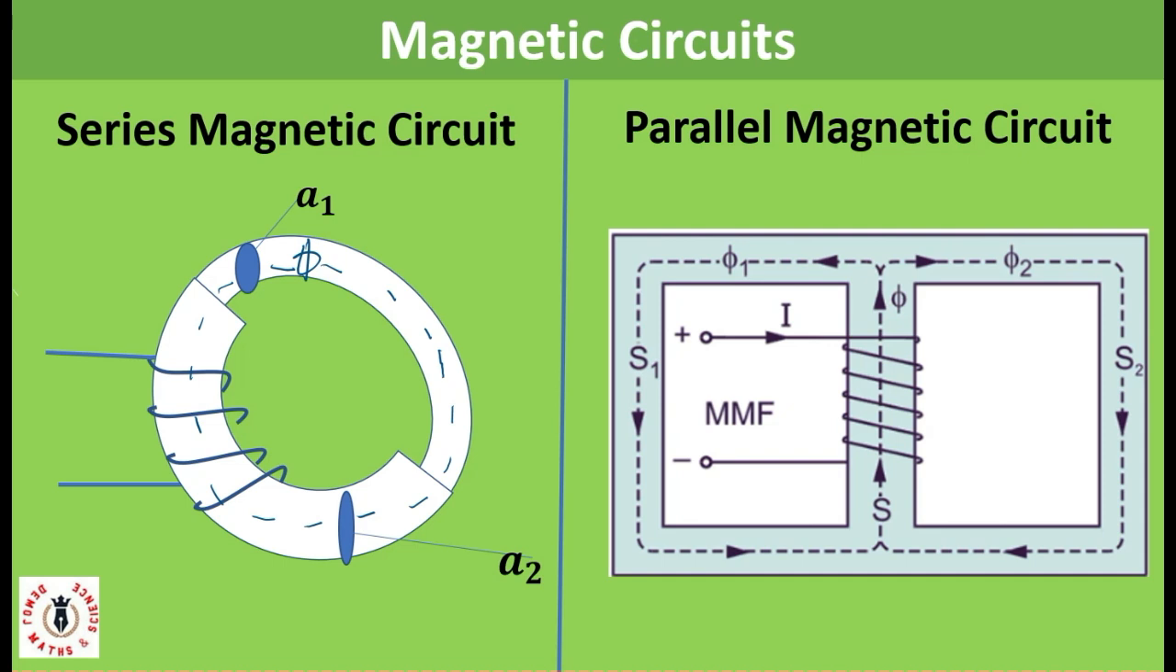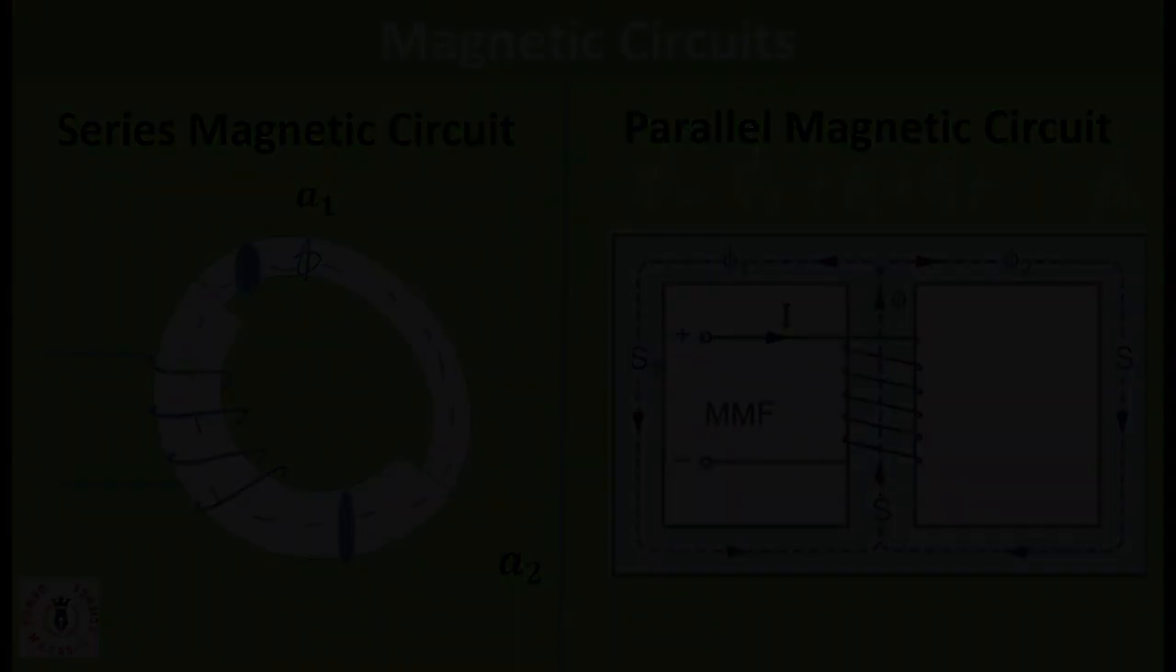In fact, the flux in the parallel magnetic circuit, if I have flux phi, equals phi 1 plus phi 2 plus phi 3 plus up to phi n, depending on the materials comprised in the parallel magnetic circuit. In this lesson, our attention will be on the series magnetic circuit. That said, let's see the series magnetic circuit.